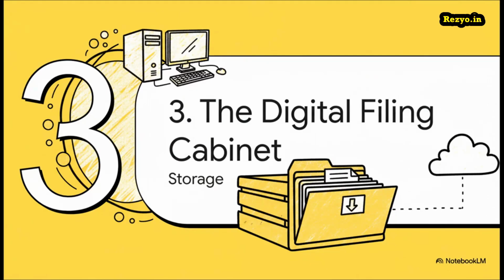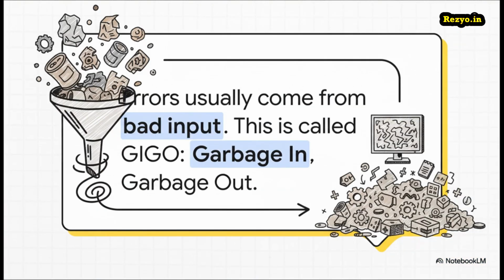Okay, so the CPU has done its work on the RAM workbench. Let's say you've finished typing a document. Now what? You can't just leave it on the temporary workbench, right? You got to put it away somewhere safe, somewhere permanent. You need to file it in the digital filing cabinet. But here's a thought. What happens if the information we're trying to save is, well, flawed?